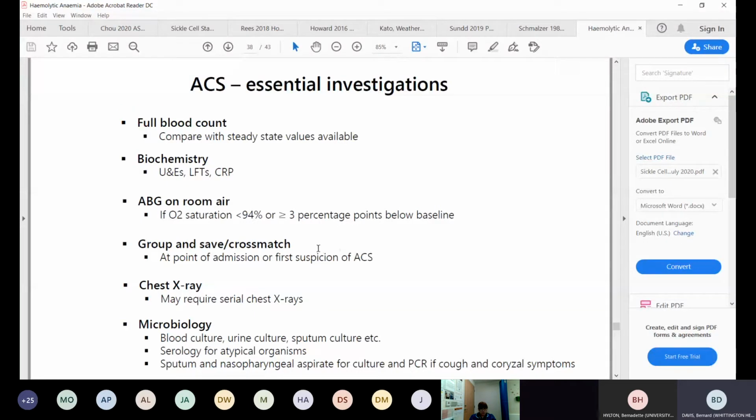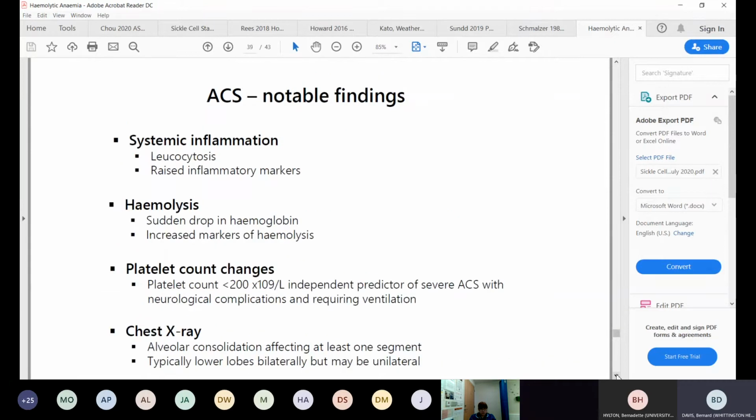So whenever you suspect this syndrome, acute chest syndrome, it's important to send off a group and save or a cross match very, very early on. And of course, we talked about chest x-rays, and microbiology can also be important in looking after these patients.